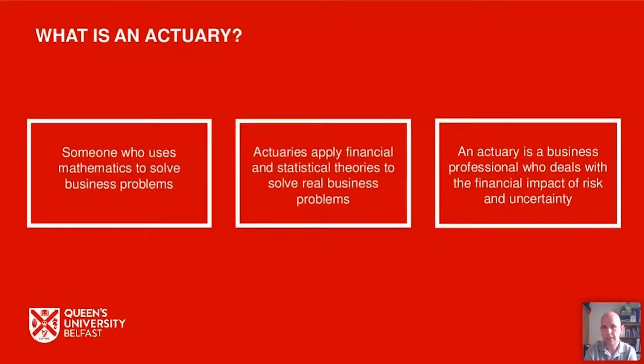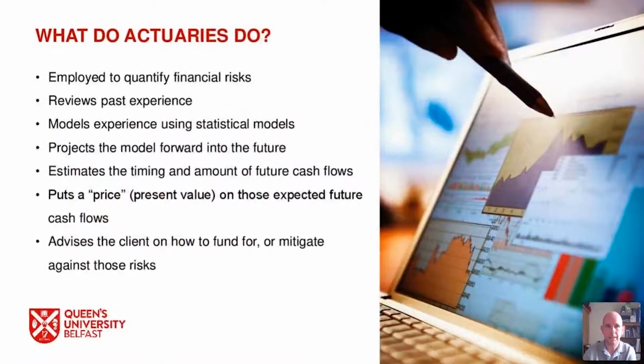The one on the right-hand side, as you look at it, is the most relevant for me. An actuary is a business professional who deals with the financial impact of risk and uncertainty. And that's what we deal with. We deal with risk and uncertainty. To put it another way, we put a price on or quantify financial risks. I'll run you through a bit of an example in this next slide.